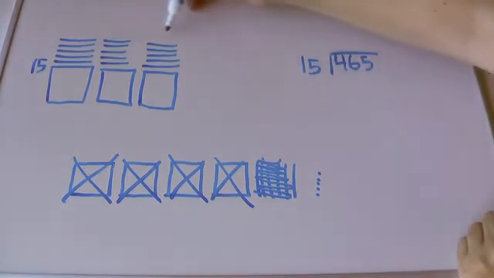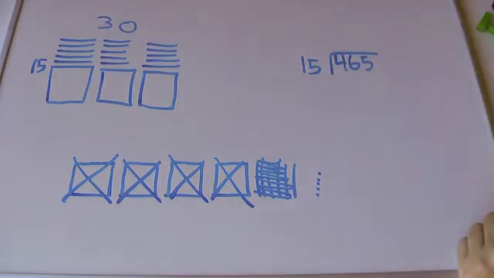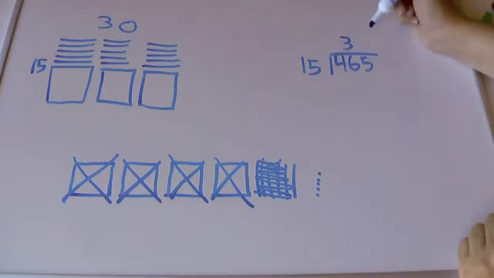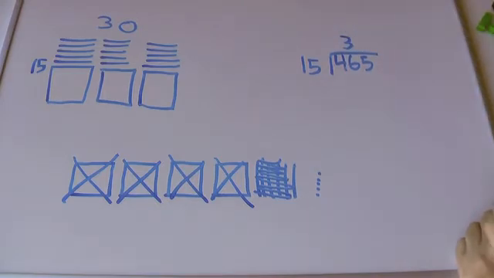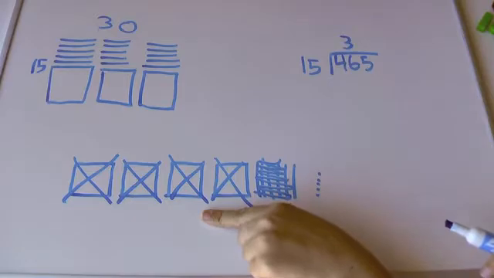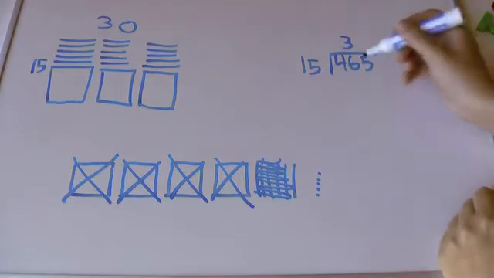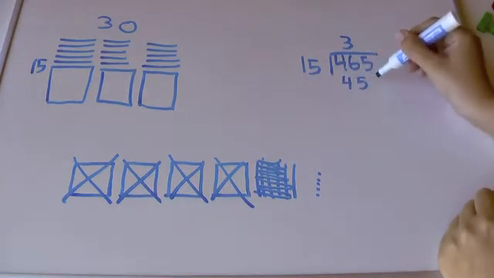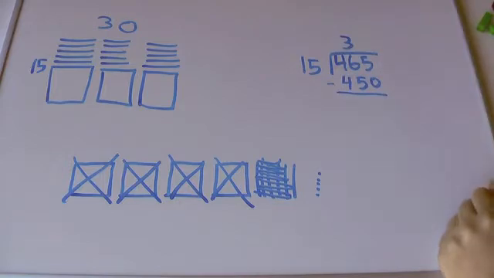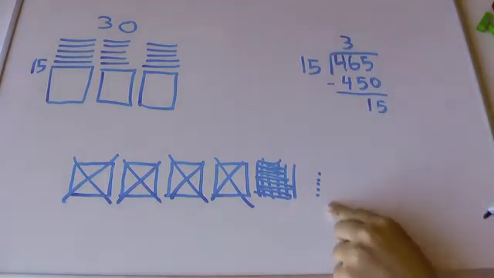What do I have here? How far have I gone across? I've gone across 1, 2, 3 tens. I've gone across 30. So I'm going to put a 3 in the tens place because that's how far I've gone across. So how much did I take away from my original 465 that was down here? I took away 30 times 15, and that would be 450. And so what do I have left? I have 15 left, 10 and a 5.